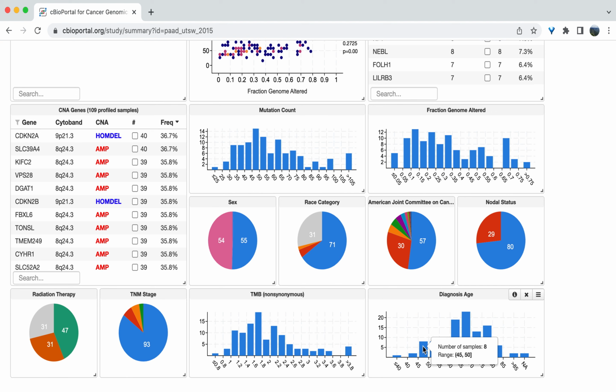For instance, hovering over the tallest bar reveals that there are 23 patients who fall into this age range from 65 to 70.